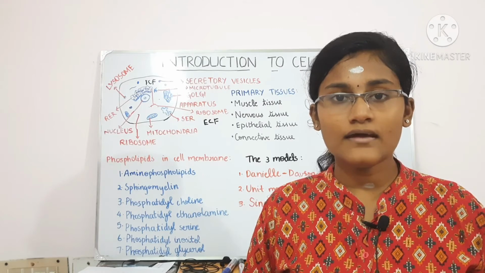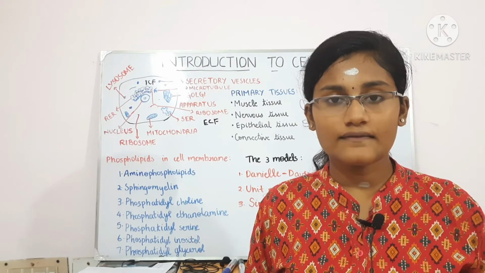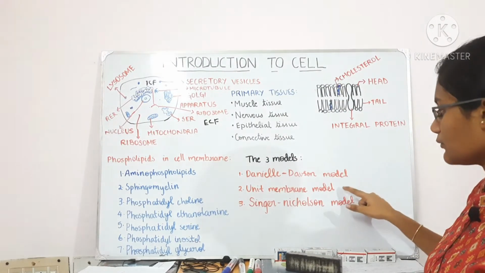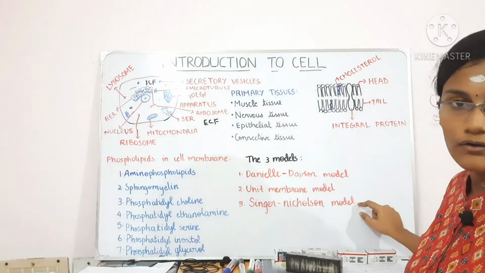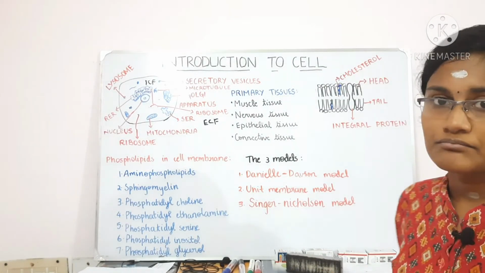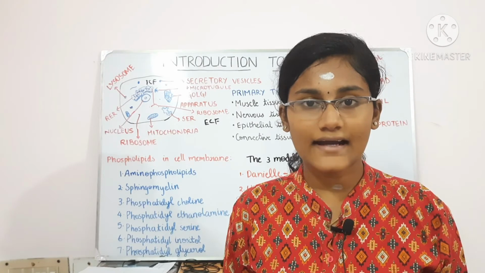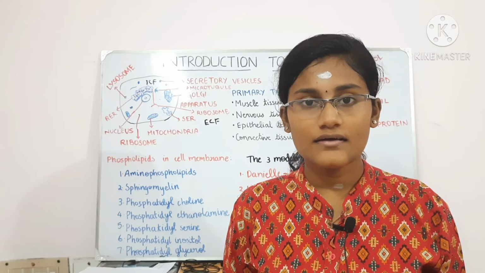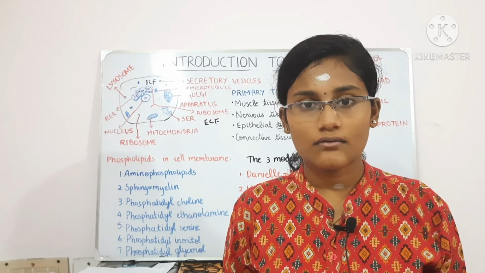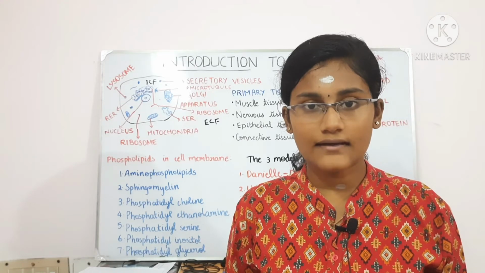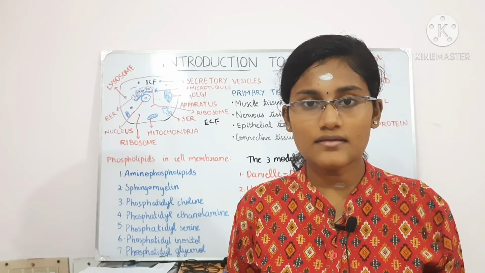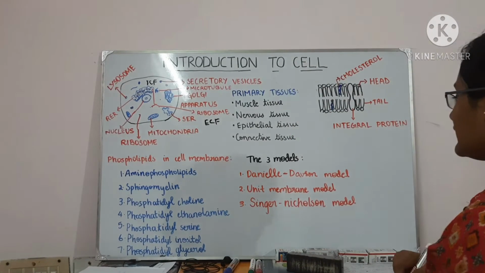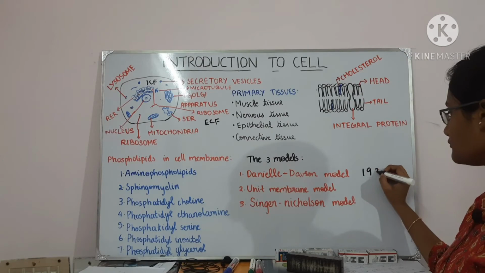Now let's talk about the models of the cell membrane. There are three models until now. The first is the Danielli-Davson model, and then comes the unit membrane model. The last one, which we follow right now, is the Singer-Nicolson model. Let's talk about the Danielli-Davson model. It was proposed in 1935 by Danielli and Davson. This model suggests that the cell membrane is a sandwich of lipids covered by proteins on either side. So this was proposed in 1935.